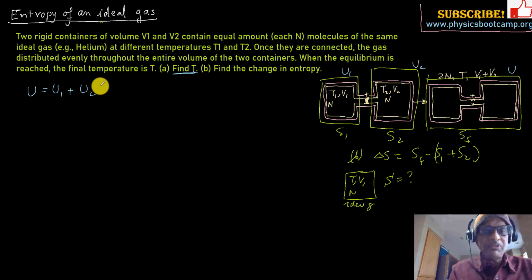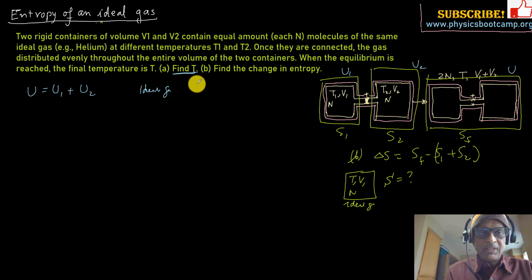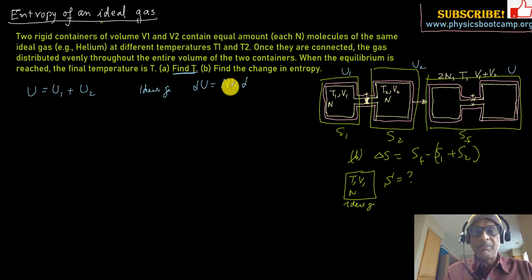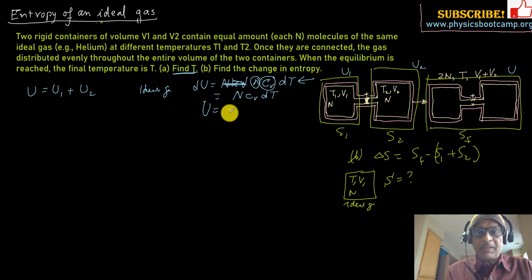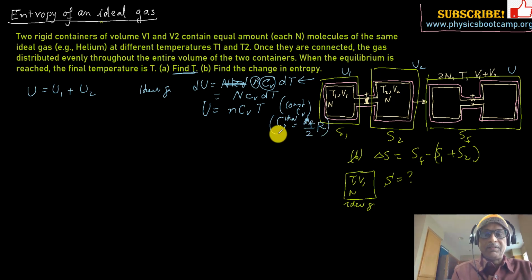Now what is U? If you remember, for ideal gas, you can have dU equals n Cv dT, where n is number of moles and this is molar Cv. You can use smaller cv either way. So I'll just use that form, and if you integrate, U is going to be n Cv T, assuming constant Cv, which is the case. Cv for ideal gas is number of degrees of freedom over 2 times R. This is the molar.